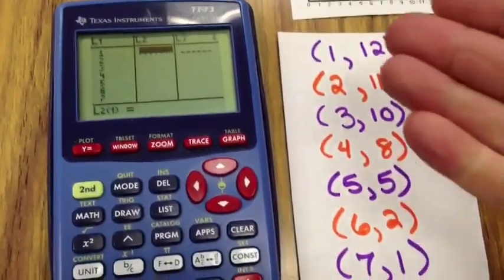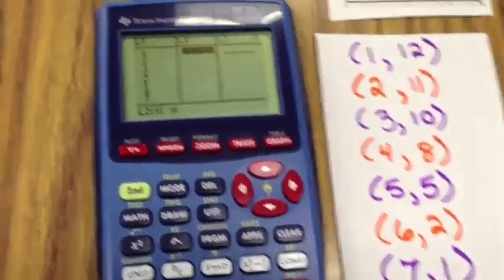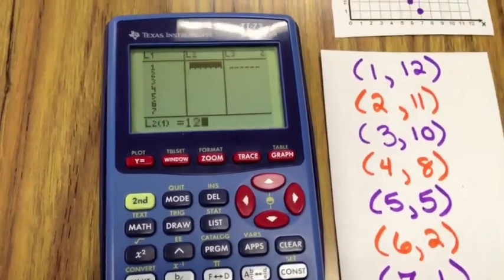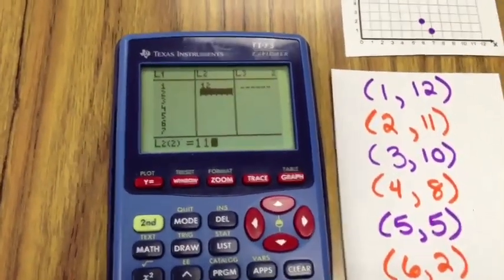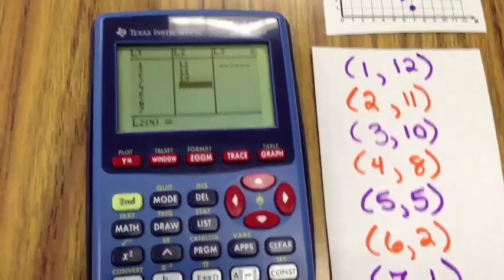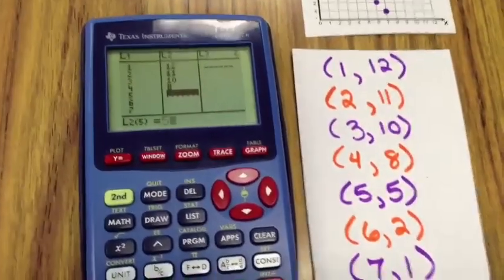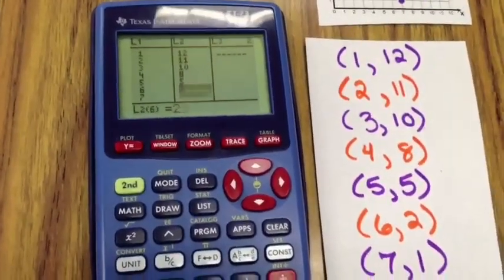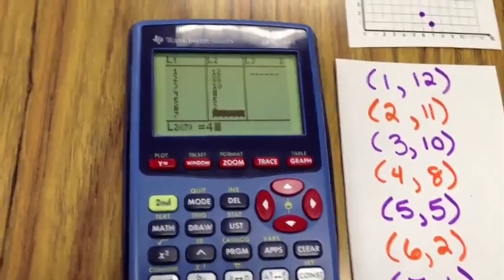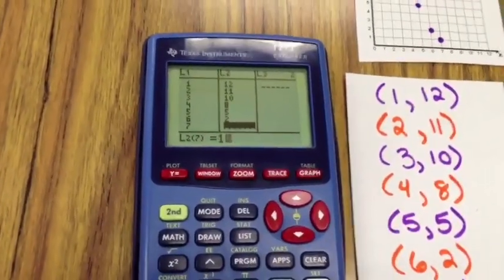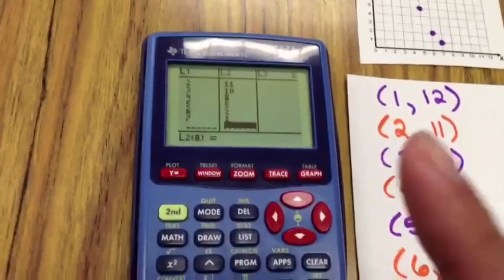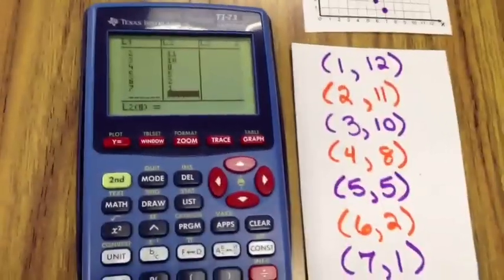All right, here we go to line 2. We're going to put in our range, our Y values. Here we go, y'all. 12, enter. 11, 10, 8, 5, 2, and 1. Oh, that's a 4. Just kidding. 1. That's the fine thing about making mistakes. You can always fix them.